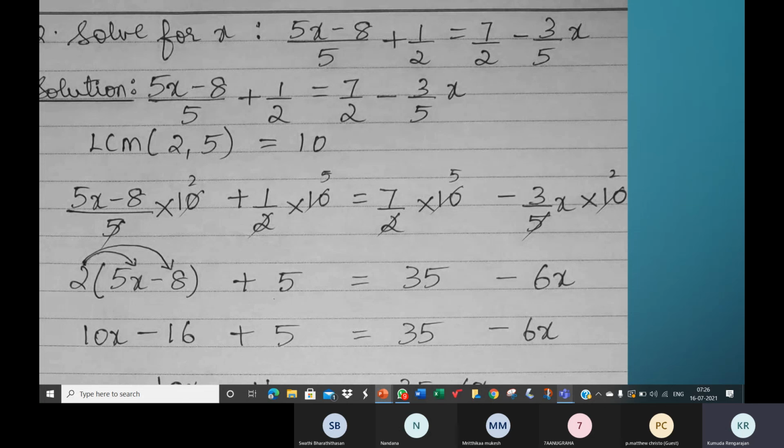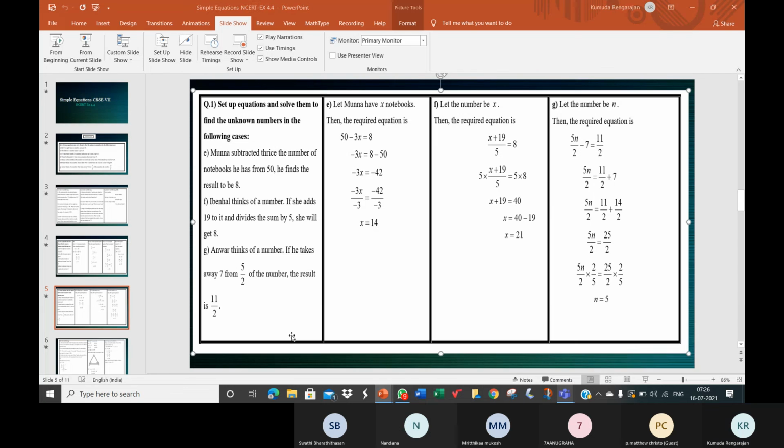So let's move ahead. We leave 10x. At least minus 16 plus 5 are like terms, right? Minus 16 plus 5, can't we simplify them? What is minus 16 plus 5?